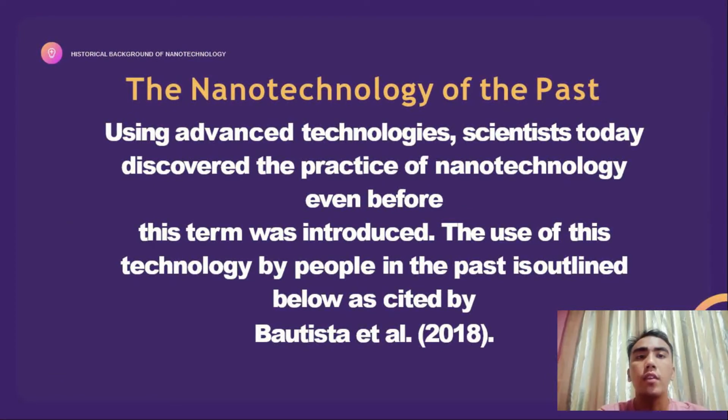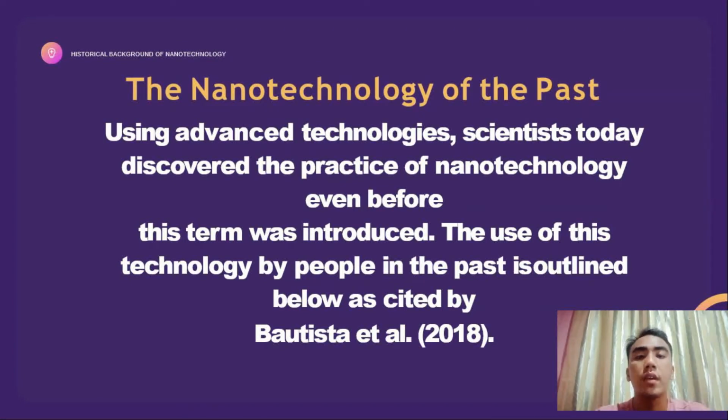The nanotechnology of the past. Using advanced technologies, scientists today discovered the practice of nanotechnology even before this term was introduced. The use of this technology by people in the past is outlined below, as cited by Bautista in 2018. In the 9th to 17th century, glowing, glittering luster ceramic glazes were used in the Islamic world and later in Europe. The glazes contain silver or copper or other nanoparticles.